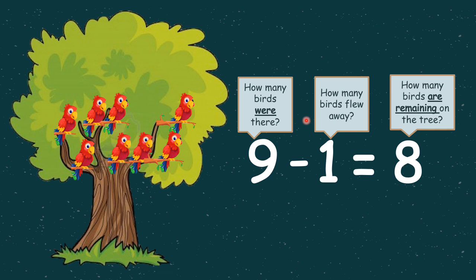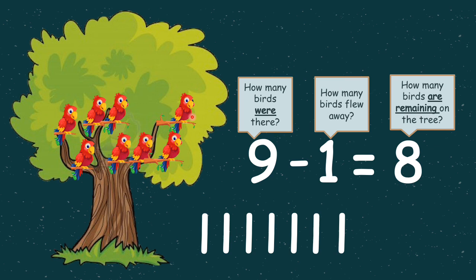So we can also do it like this, children. So we will draw 9 lines now, okay? So these 9 lines which we are going to draw is going to represent the total number of birds which were there initially. So 1, 2, 3, 4, 5, 6, 7, 8, 9. So how many birds were there? So there were 9 birds in the beginning.